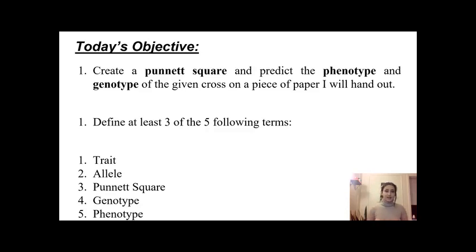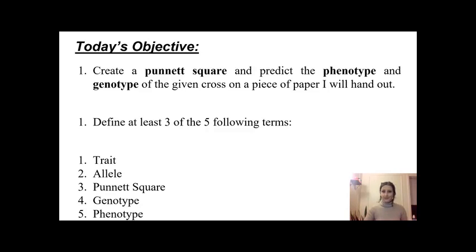And the second thing I'd like you to do is to define at least 3 of the following 5 terms: trait, allele, Punnett square, genotype, and phenotype. We're going to get into what all of this means, so that's why I like to keep it up on the board so it can be clear and you can know what's expected of you.